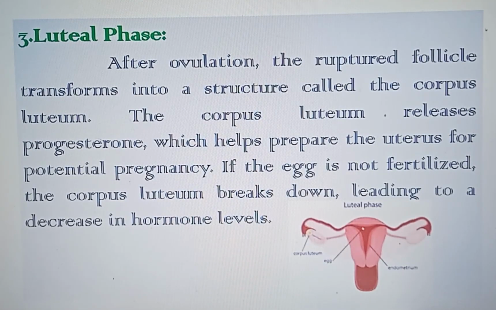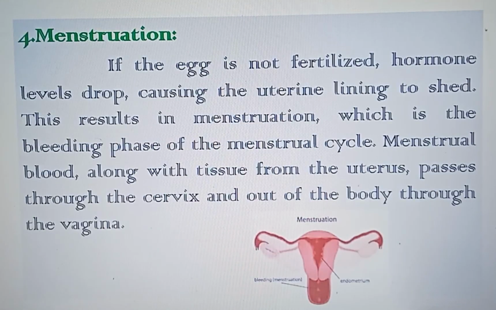Luteal phase. After ovulation, the ruptured follicle transforms into a structure called the corpus luteum. The corpus luteum releases progesterone, which helps prepare the uterus for potential pregnancy. If the egg is not fertilized, the corpus luteum breaks down, leading to a decrease in hormone levels.